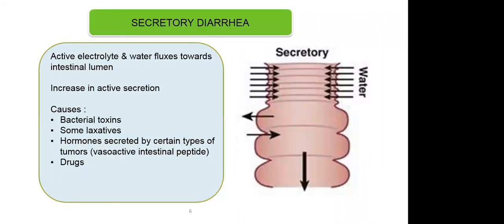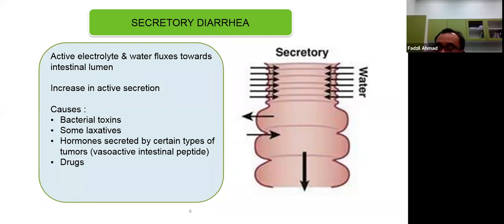Apart from osmotic diarrhea, we have secretory diarrhea. You have to differentiate between these two. Secretory diarrhea, by the name, something is secreted from our body, not due to osmotic pull, but due to something that triggers our body to secrete water or electrolytes. So there is active electrolyte and water flux towards the lumen. For example, enterotoxin or any bacterial toxin will cause our body to secrete more water or electrolytes into the lumen, so that causes diarrhea. The causes are bacterial toxin, laxatives, hormonal causes, and also some drugs. Okay, that's about secretory diarrhea.